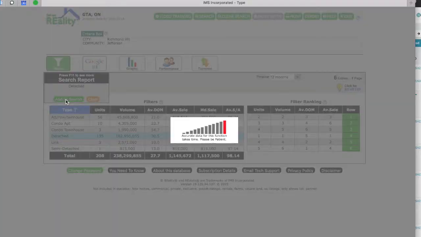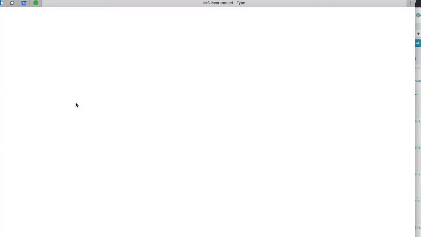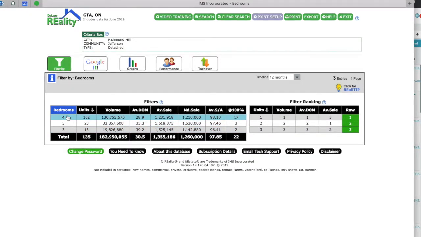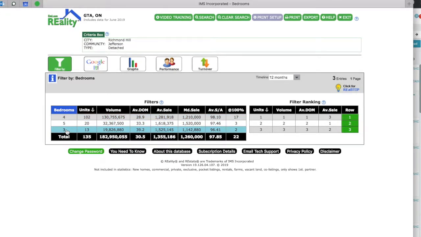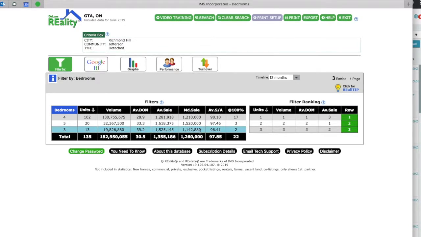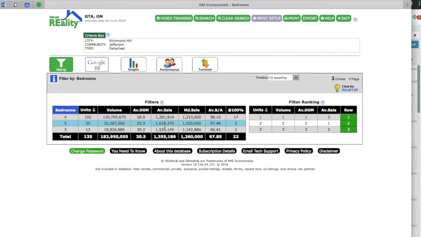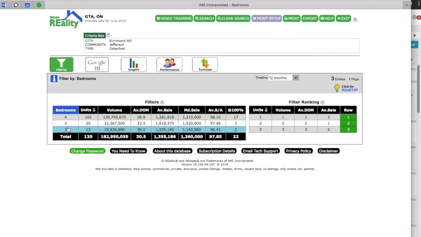So we narrow it down like this, we filter it out, and it's really cool because then we're able to actually go through bedrooms. So we can see most of them are 4 bedrooms. If our client's house had 3 bedrooms, then it would be a little bit less. So a 4 bedroom average price is selling around 1.281. If you've got a 5 bedroom, you're around 1.681. These ones are probably bungalows and custom homes.